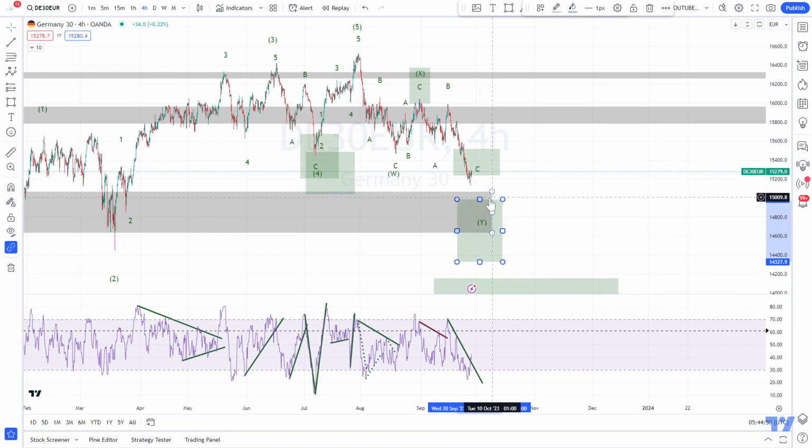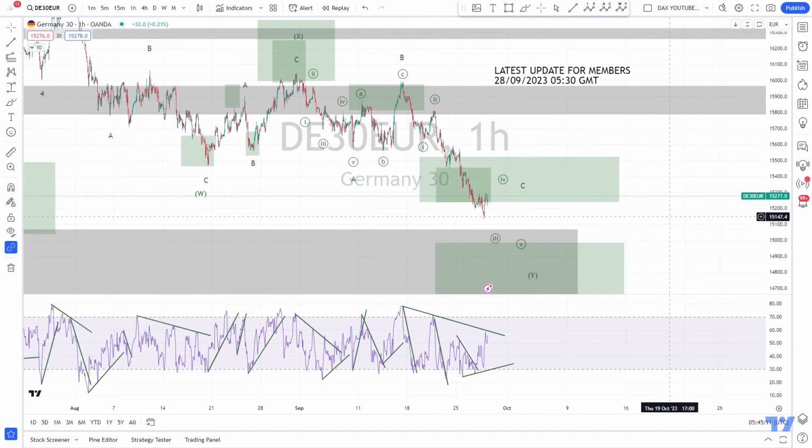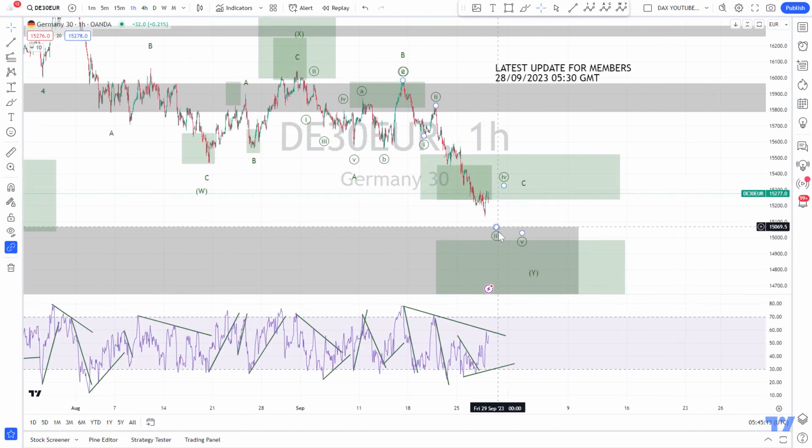But yeah, if this happens, it also looks like we will get quite close here to this area. So yeah, this would actually be kind of the perfect scenario to initiate the long trade, I think. And so on the 1 hour, it would look something like this, I believe.